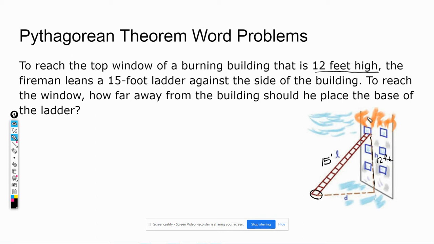They don't want to go too high. They don't want the ladder to be up here. They don't want to go too low. They don't want the ladder to be down here. So how far away should they place it to make sure that it goes directly to that window where somebody's at? And so we're going to find this value.